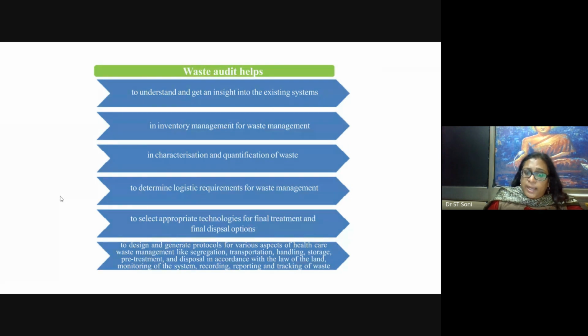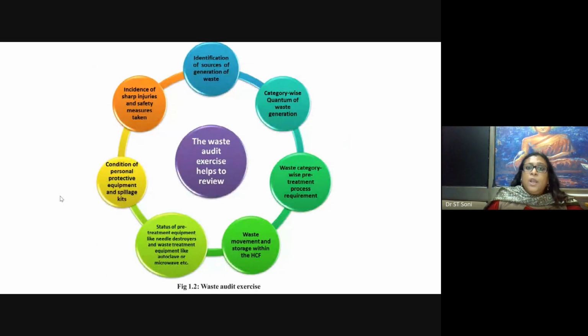Okay, so at the time of segregation, transportation, storage, pre-treatment, and disposal, we need to have a certain sort of audit to align your logistics for better management of the biomedical waste. So how can we do this activity? Identify the source of generation of the waste, what the quantity is, whether pre-treatment was done or not, and also see the waste movement, so that there are minimum movements of the waste on the intramural route. Then you will be able to locate, design, and designate your temporary storage area.